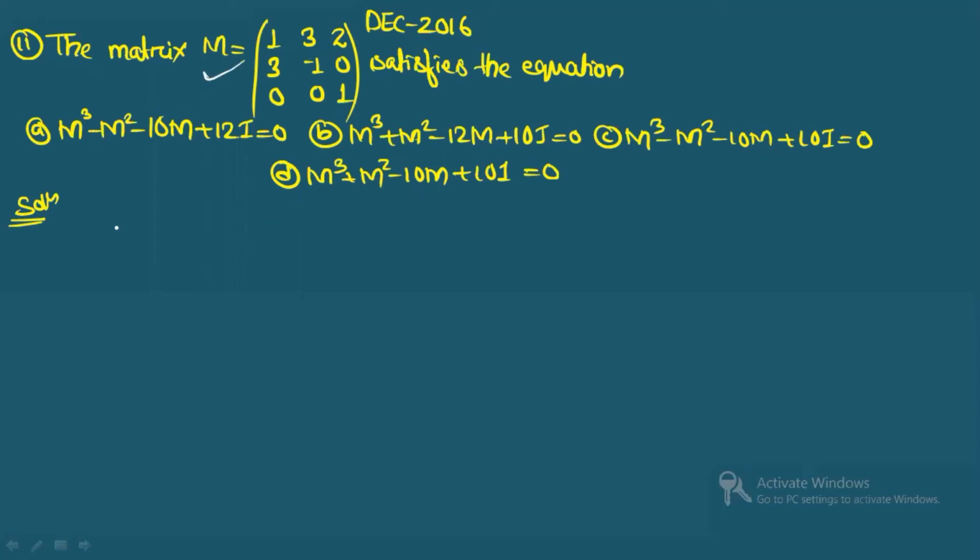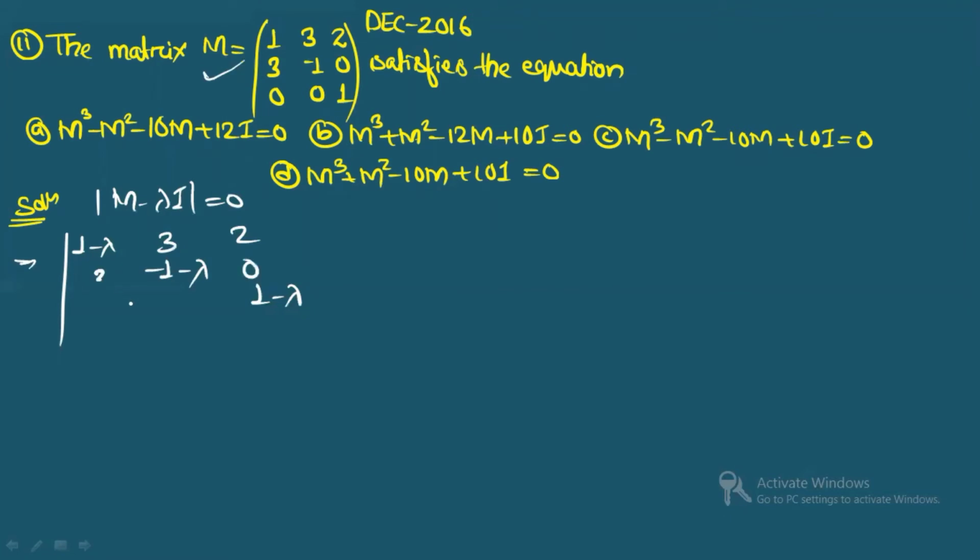So first of all, we will find the eigenvalue equations. Okay, so first the characteristic equation is what? M minus λI equals 0. So which can be written as the matrix with diagonal entries 1 minus λ, minus 1 minus λ, minus 1 minus λ, and the other entries 3, 2, 0, 3, 0, and 0. Okay, so this is equals to 0.